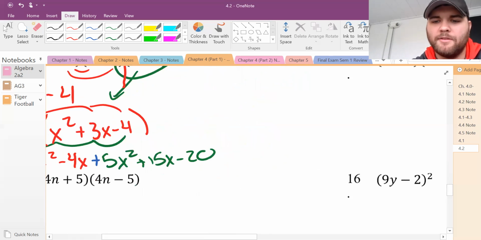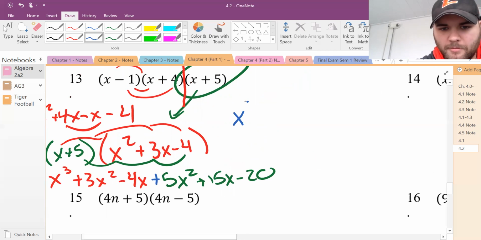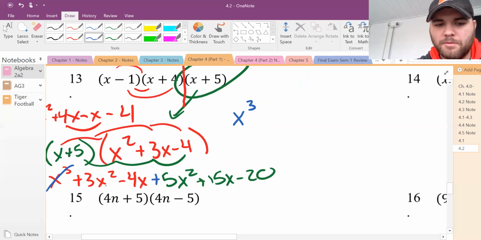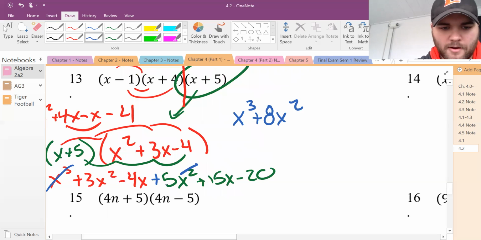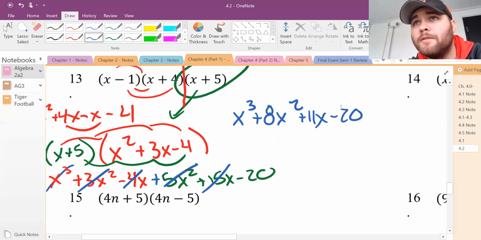Okay, so my final answer is going to be, we don't have another x cubed, so I'm going to write the x cubed out front for standard form, cross it off. Okay, I have 3x squared plus 5x squared, 3 plus 5 is 8x squared, cross it off, so you don't have to worry about it. -4x plus 15x gives us positive 11x, cross it off. Okay, then we have the minus 20. Done, not solving, just simplifying, rewriting.